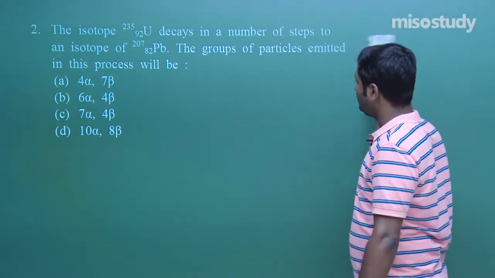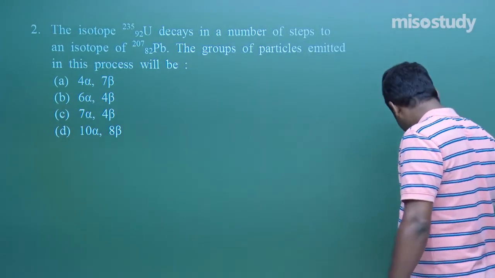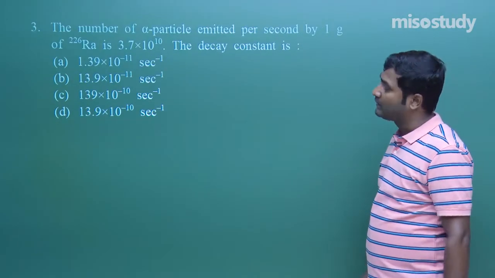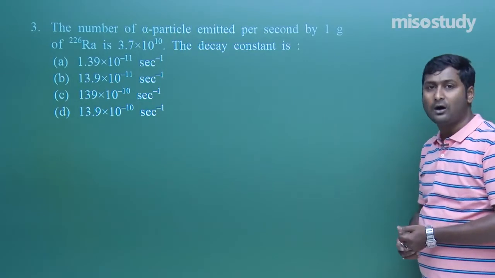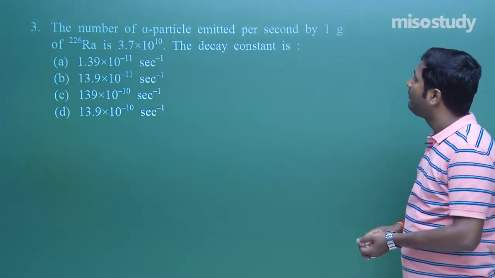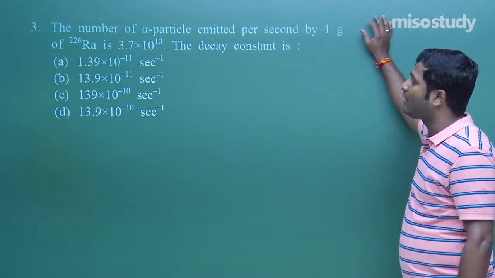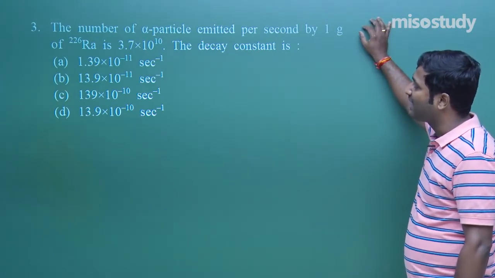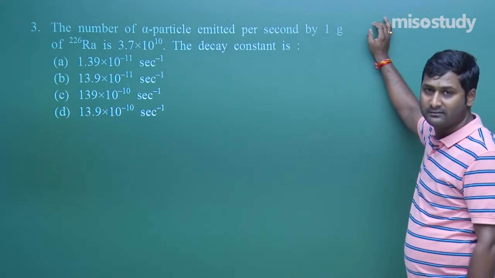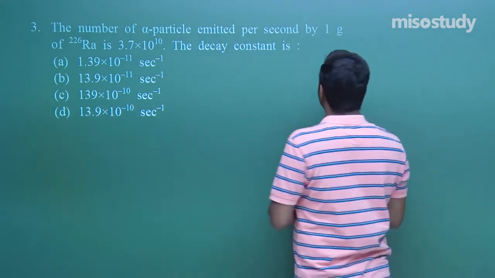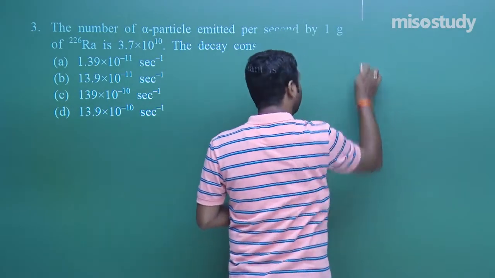Clear? Now let's move to the next question. Look at what is the question. Check out what is given here. The number of alpha particles emitted per second by 1 gram of radium is 3.7 × 10^10. The decay constant is... Here you have to find out the value of decay constant.